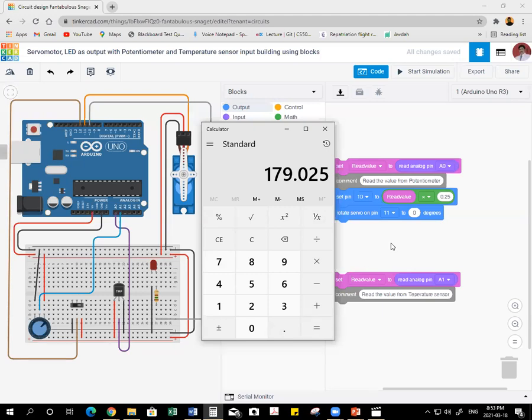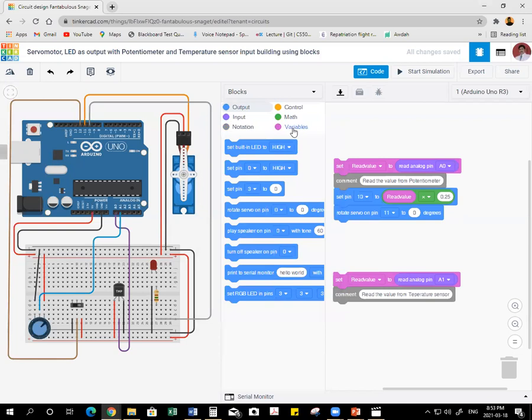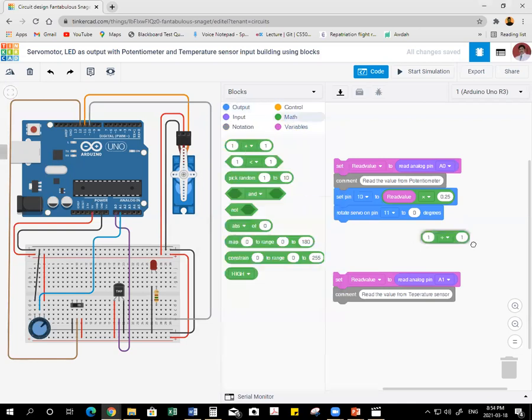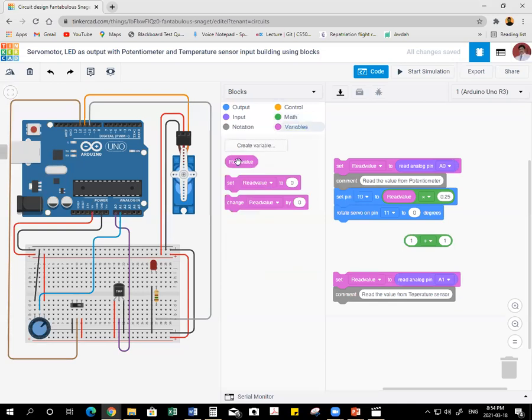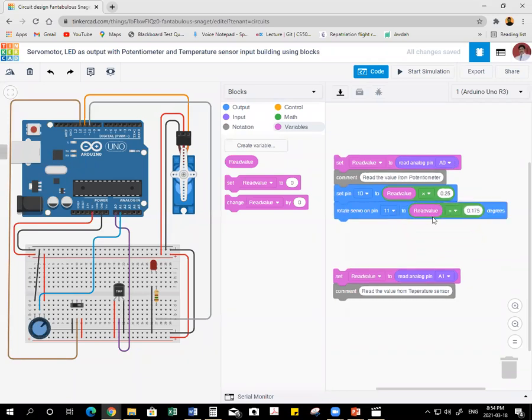Okay. So for that, we have to put the math control here, keep the variable read value here, and scale down by multiplying with 0.175. Right. Now keep this here. This is about setting and rotating the servo and increasing the brightness of the LED by the potentiometer. If you move the potentiometer, the servo should rotate from 0 to 180 degrees and the LED brightness from 0 to maximum. Same thing with the temperature also.